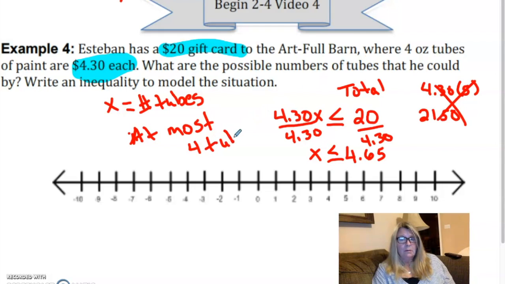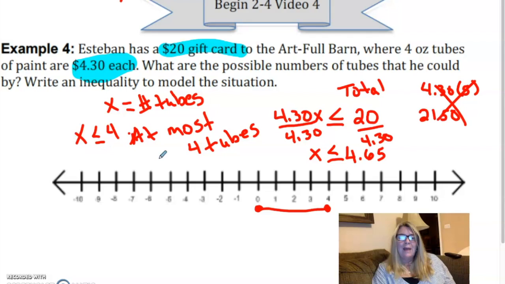Or x would be less than or equal to 4. So you go to 4. 4 would be okay, you could buy 4, so we'll use a solid dot. And then you're going to go down. But let's think about this for just a second. Can you go down forever? Can you buy a negative tube of paint? No, you can only buy 0. So you're in between the numbers 0 and 4.